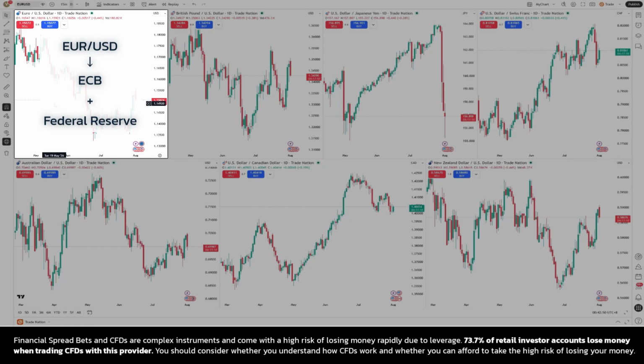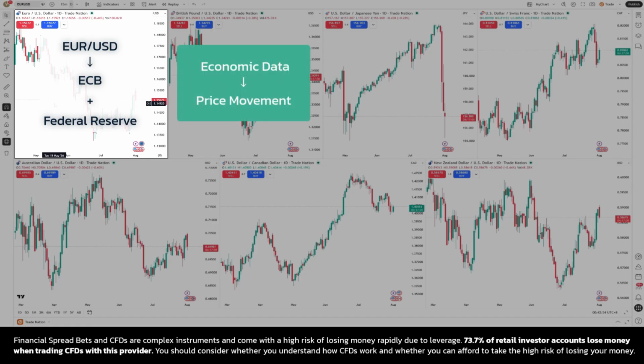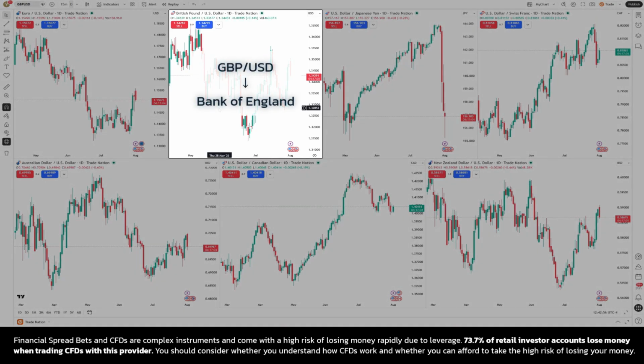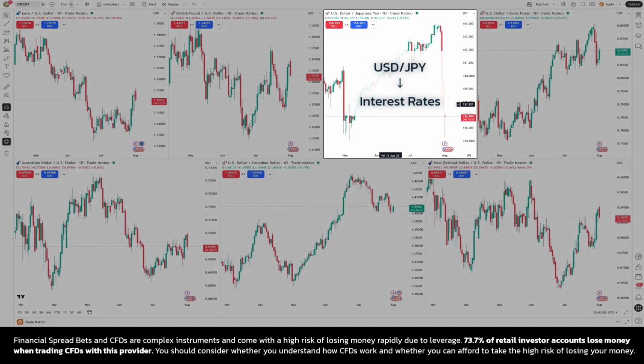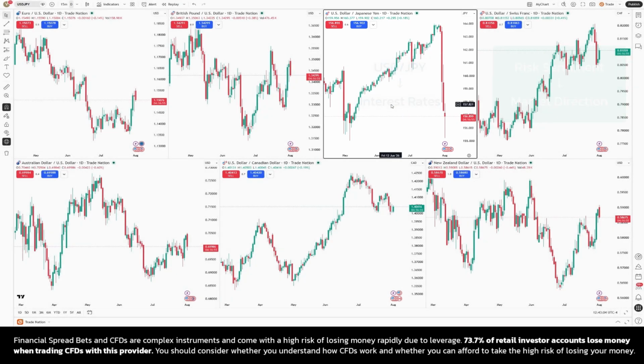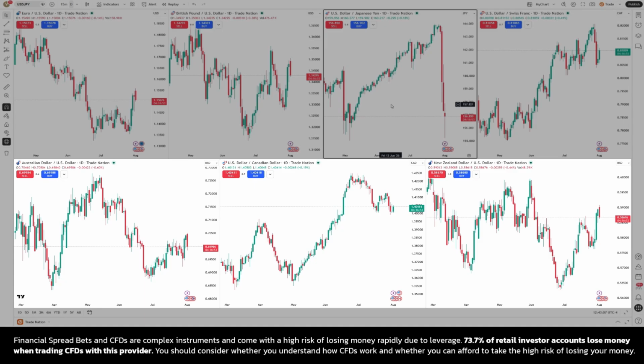Each pair has its own key drivers. EUR/USD is shaped by the European Central Bank, the Federal Reserve, and economic data from both regions. GBP/USD reacts to Bank of England policy, UK data, and political developments. USD/JPY is driven by interest rate differences and global risk sentiment. And commodity currencies like the Aussie, Canadian, and Kiwi dollars often move with commodity prices and global growth expectations.